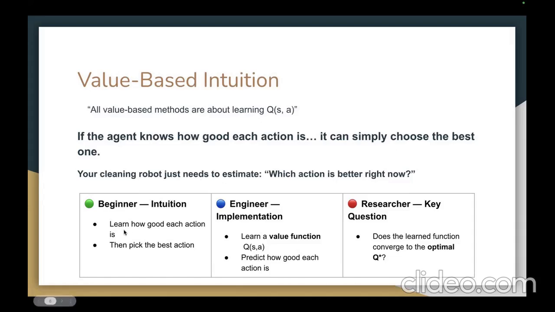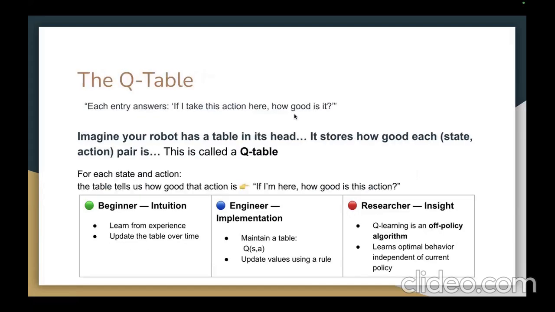For beginners, you simply need to know that this is learning how good each action is, and then picking the best action. For implementation purposes, we try to learn a value function, which can be a table or a neural network. And finally, for researchers, we may want to ask the question, can we ensure the learned function converges to the optimal Q function? That is, can we accurately estimate the cumulative discounted reward that we discussed last week? And so now it's natural to ask, how can we represent such a function?